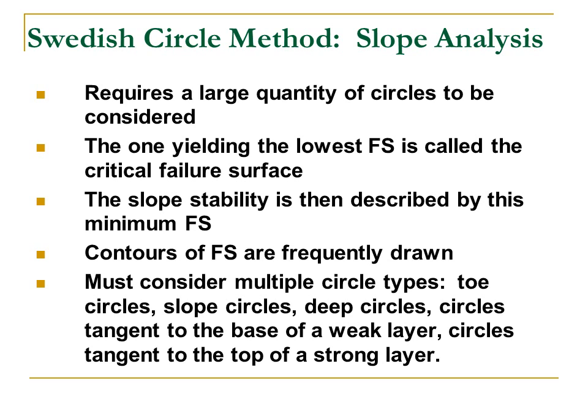center of a circle, which allows us to draw contours of factor of safety when we do multiple analyses. We typically have to consider multiple types of circles, including toe circles, slope circles, deep circles, circles tangent to the base of a weak layer, and circles tangent to the top of a strong layer. So we have a number of different families of circles that need to be considered typically, but in a perfectly uniform soil condition, it doesn't involve quite as many different kinds of circles to be considered.